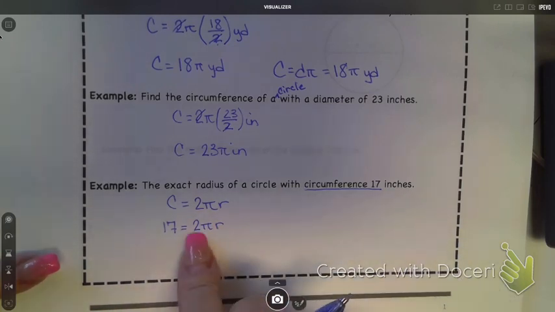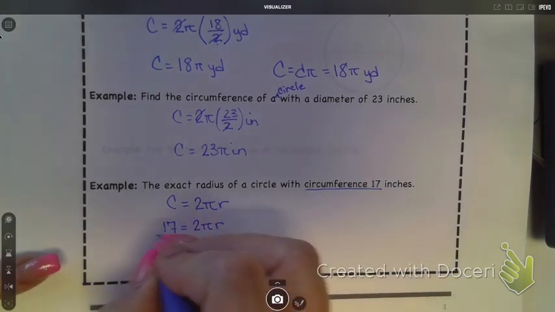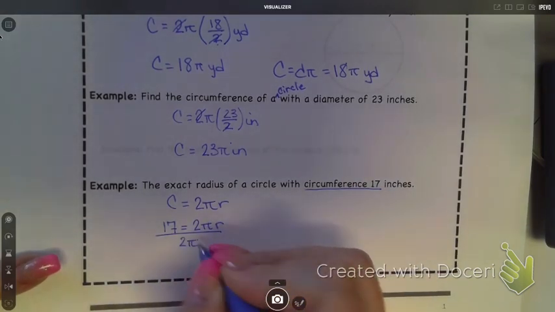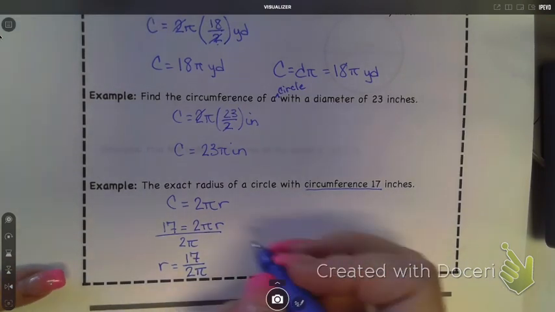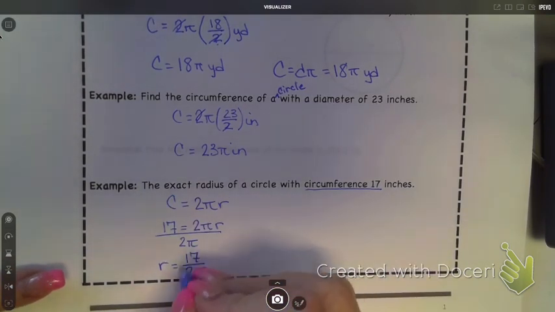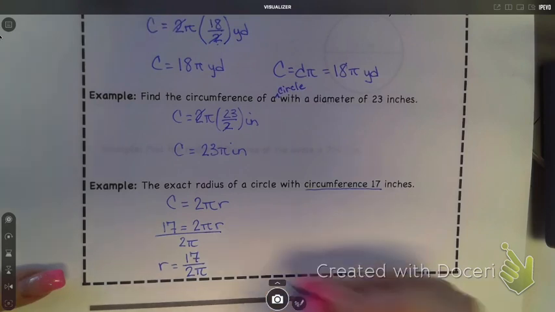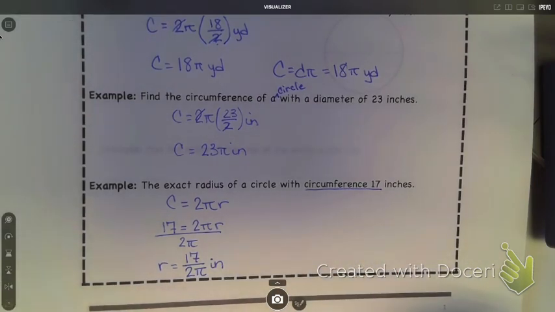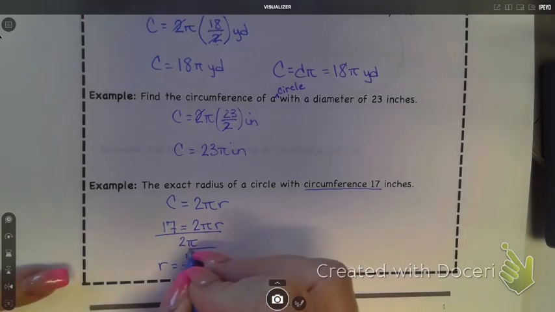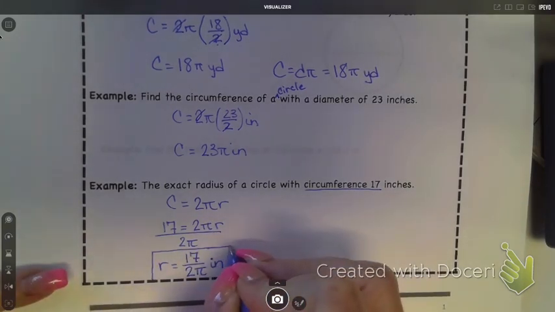Divide, because this is multiplication, yes? Mm-hmm. So I divide everything by 2 pi. So r equals 17 over 2 pi. And it says exact radius, so is this an exact number? Oh, I need a unit. Inches. It's exact, right? Because I didn't approximate it out. So this looks funny, but is that the exact answer?